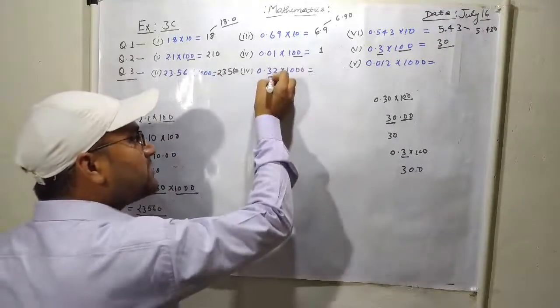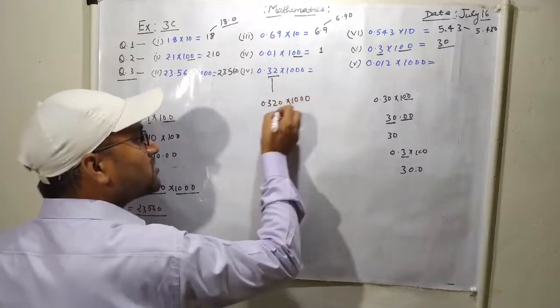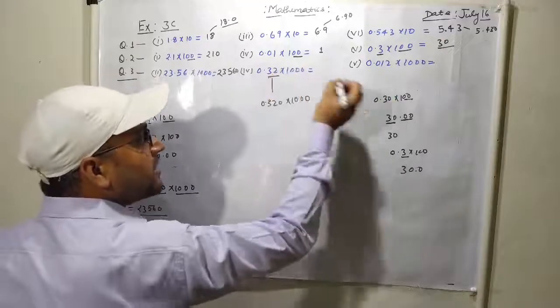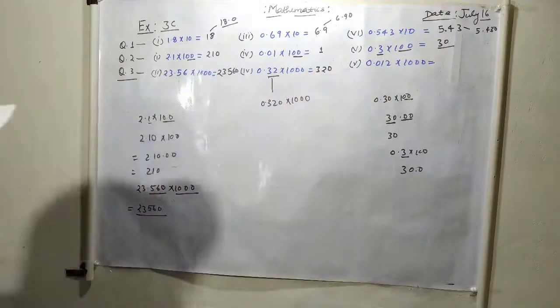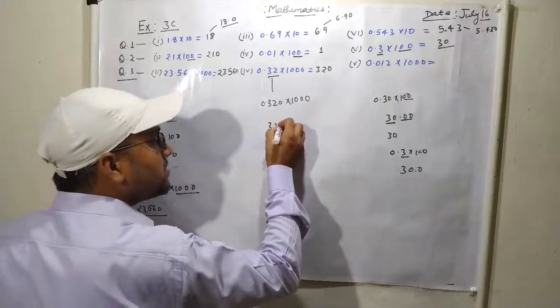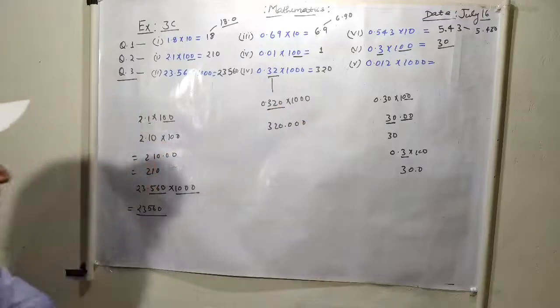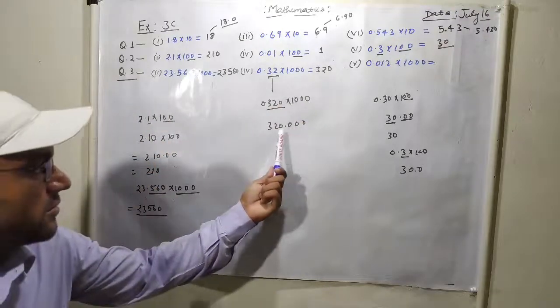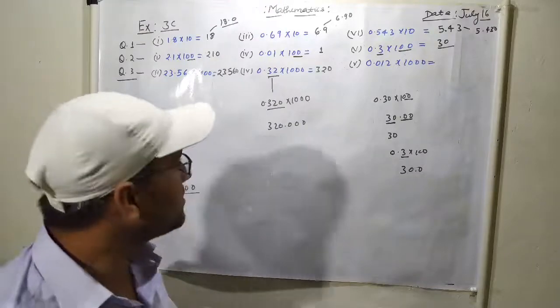Here are 2 decimal numbers multiplied with 1000. So you can add a 0 there: 0.320 multiplied with 1000. So your decimal point shifted 3 points to the right side. So your answer is 320.00. After the point only zeros are there, so you can remove those zeros.